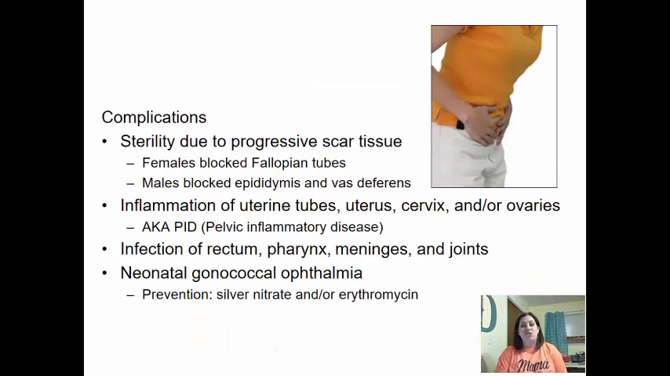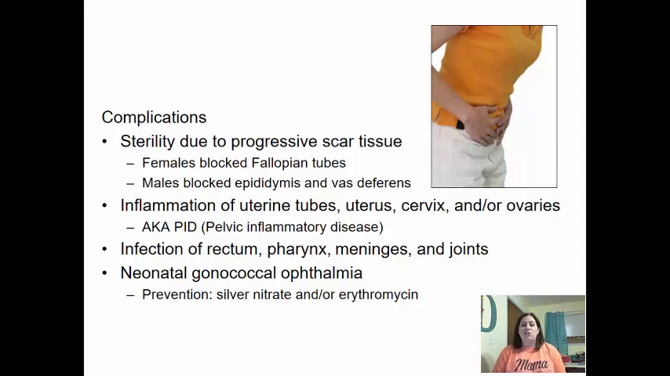Now, the potential complications of gonorrhea or pelvic inflammatory disease is that it can cause sterility due to progressive scar tissue. In females, it can cause blocked fallopian tubes, which is the tube that allows transport of the egg to the uterus. In males, it can block the epididymis and the vas deferens, which are the tubes that deliver the sperm into the ejaculatory duct in order to then leave the penis.